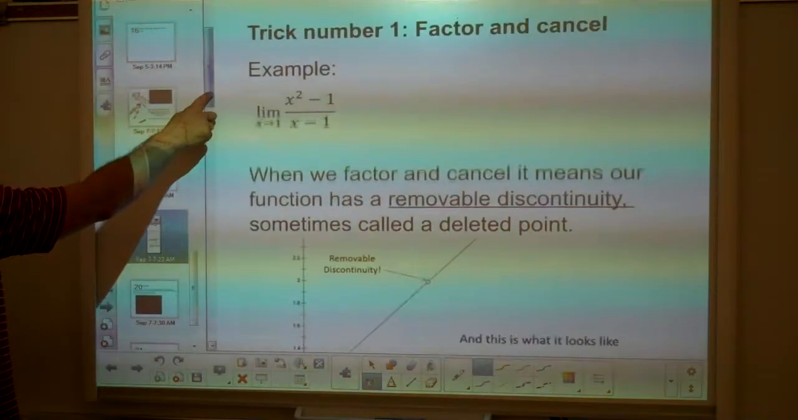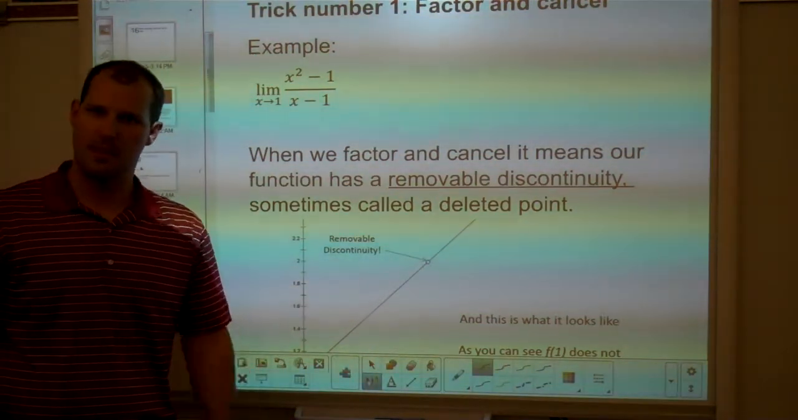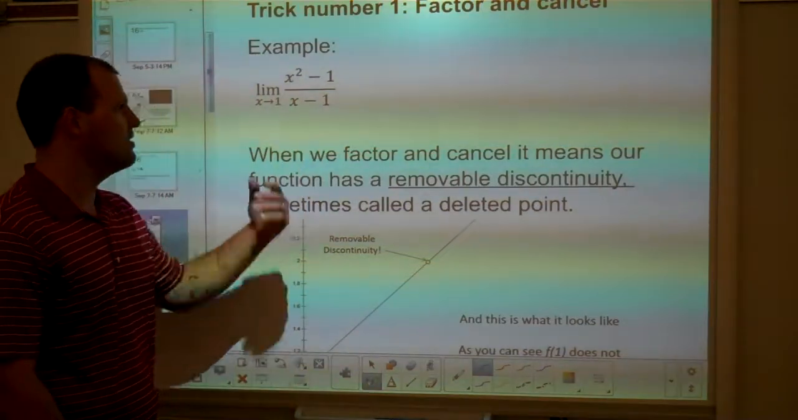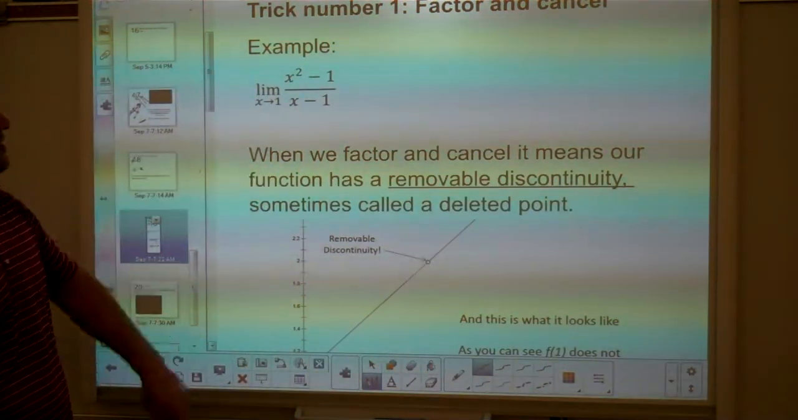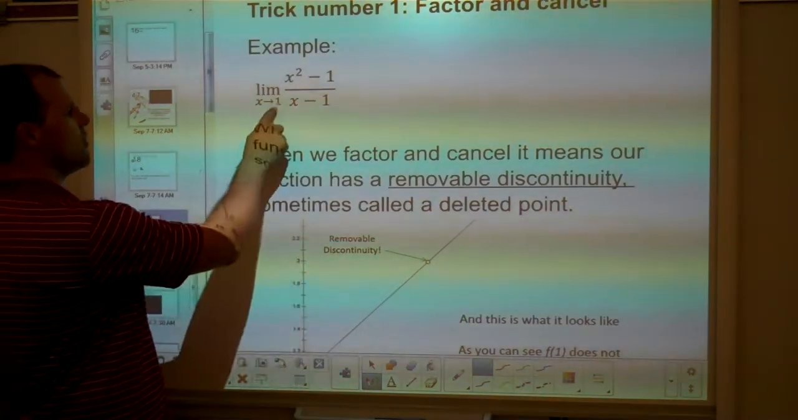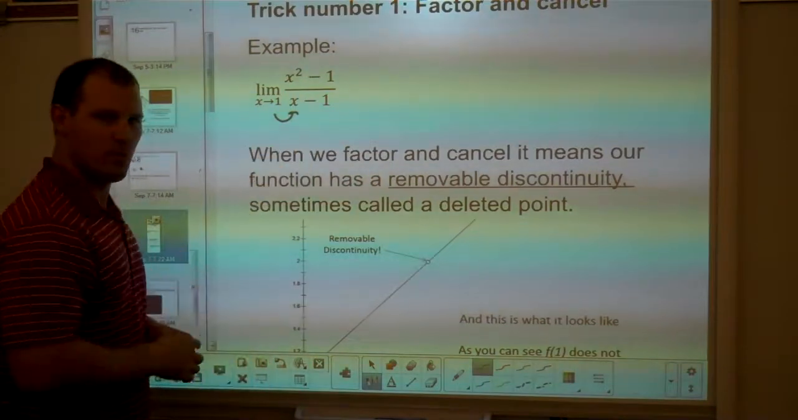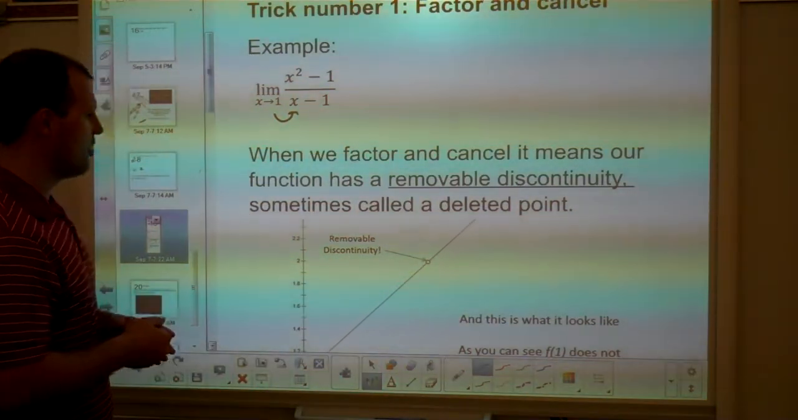The first trick we're going to talk about, and the only one in this video today, is we are going to factor and cancel. This is something that comes up really commonly, especially in the early phases of learning this. And so we've got our first example here, and it looks nice, but there's a little bit of an issue. If we try to plug in a 1 right here, 1 minus 1 is 0. We're dividing by 0, and that's a real problem.